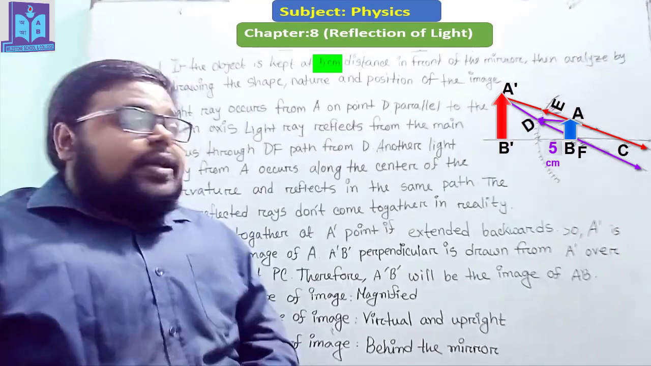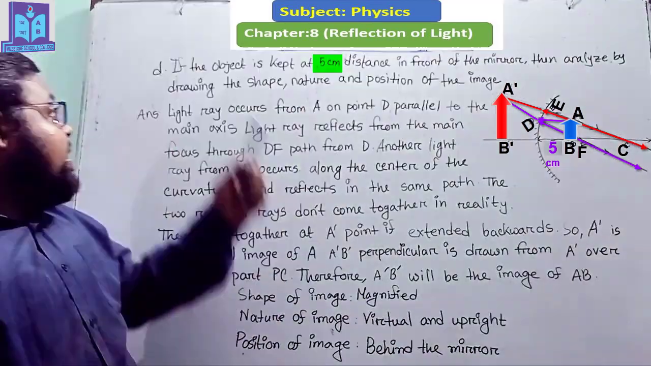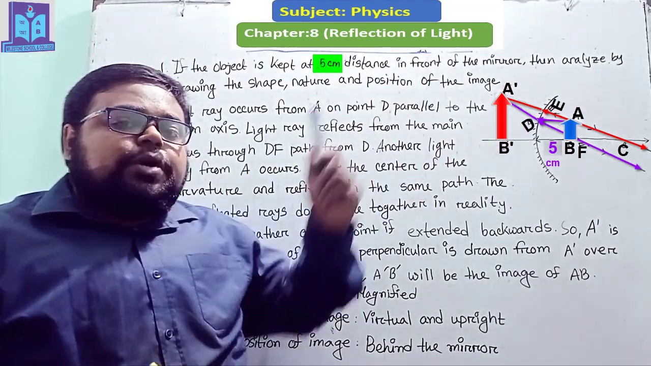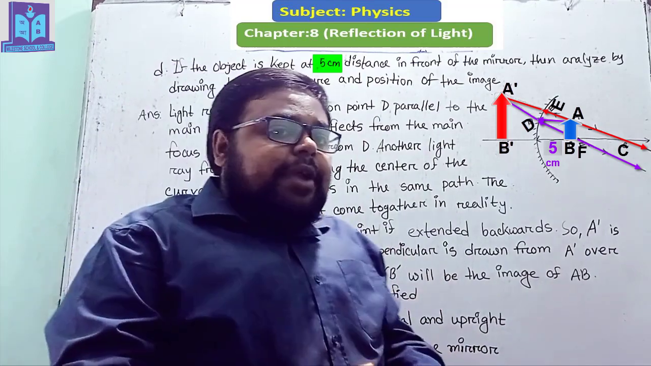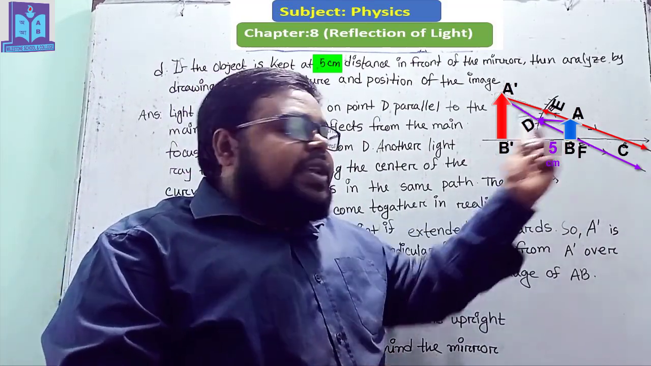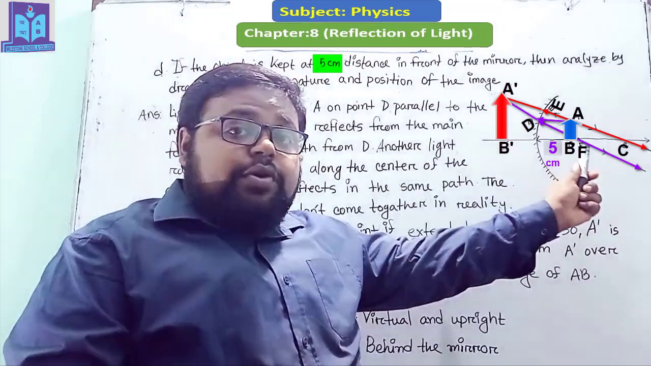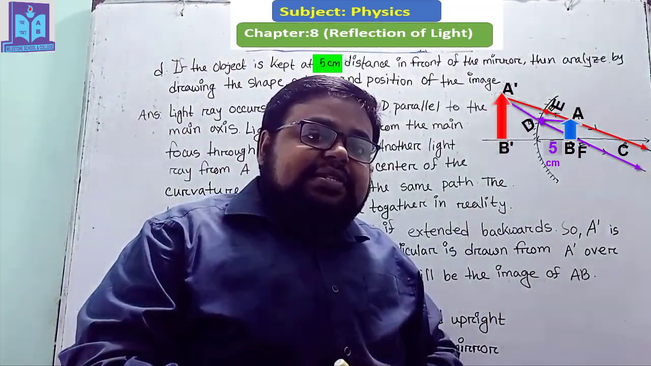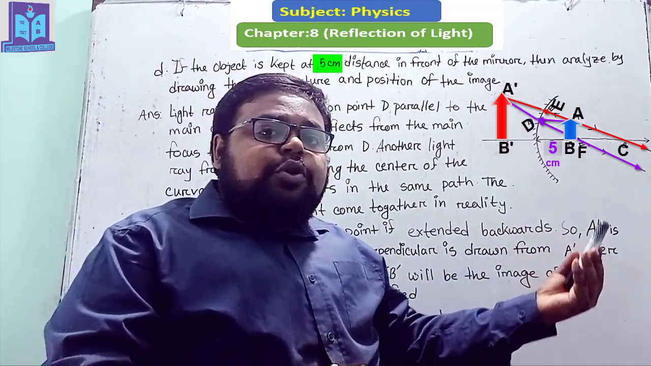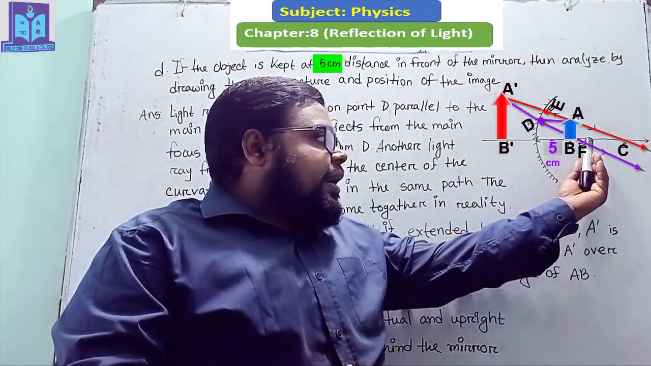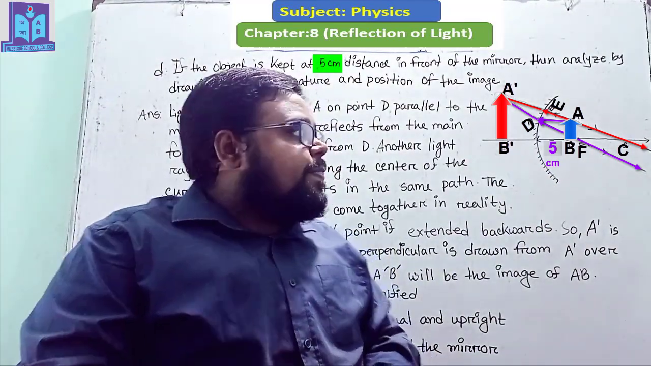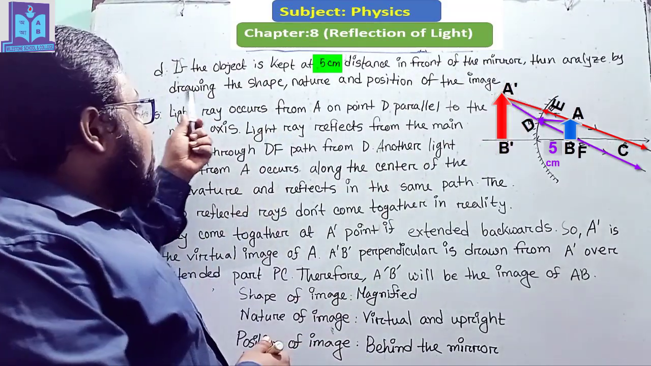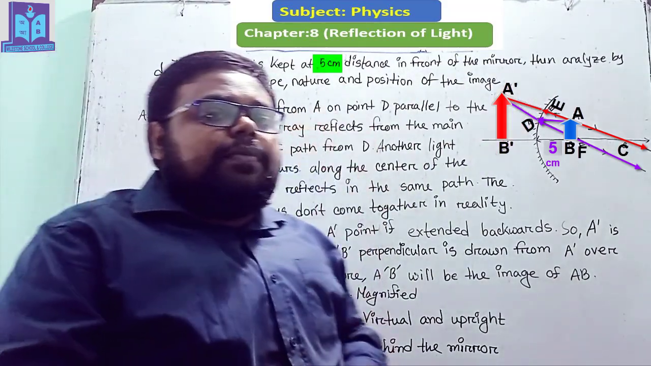My dear student, the D number question is here. If the object is kept at a 5 centimeter distance in front of the mirror, where the focal length of this mirror is 7 centimeter, that means we have to keep the object inside of the focal length. After that we have to analyze this by drawing the shape, nature and the position of the image.